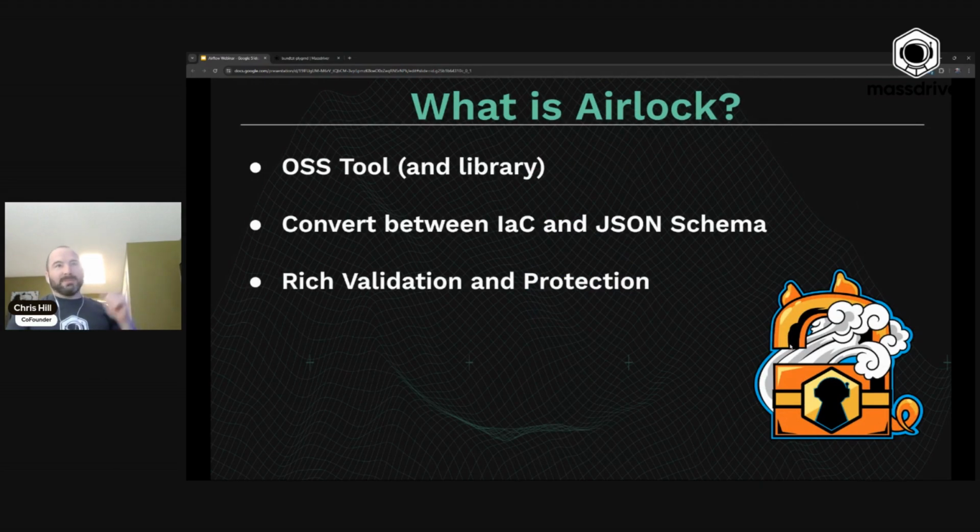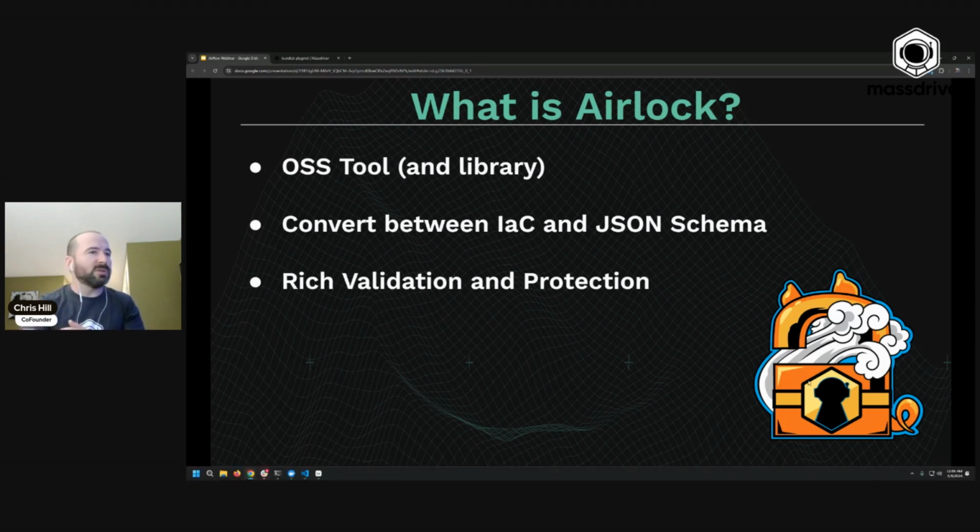So what is Airlock? Airlock is Massdriver's newest open source project. The main purpose of it is to allow translating back and forth between a lot of IaC languages, such as Terraform and OpenTofu, which have HCL. Helm uses YAML for its values, and there are some others that use JSON, like CloudFormation. What Airlock allows you to do is translate back and forth between, for example, in Terraform, HCL to JSON schema and JSON schema to HCL. Airlock itself is both a CLI and written in Golang, so it can be used as a library. We actually do that in the Massdriver CLI. The Massdriver CLI uses the Airlock libraries to do some of its work.